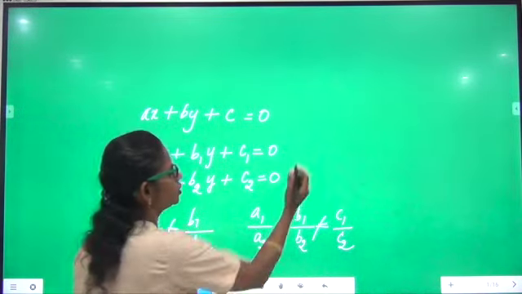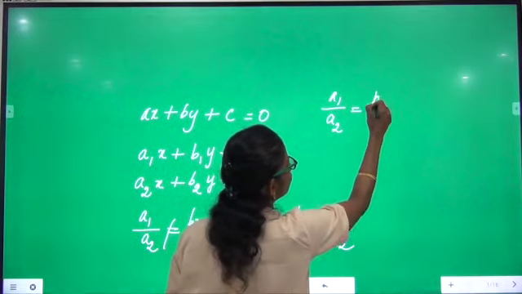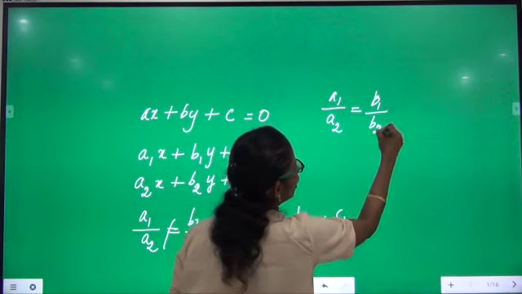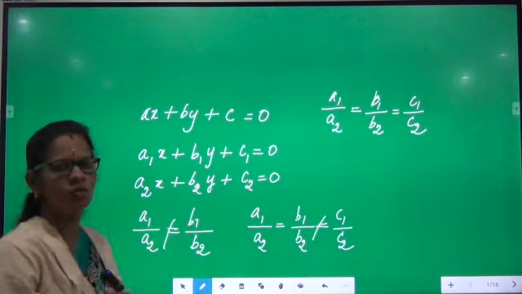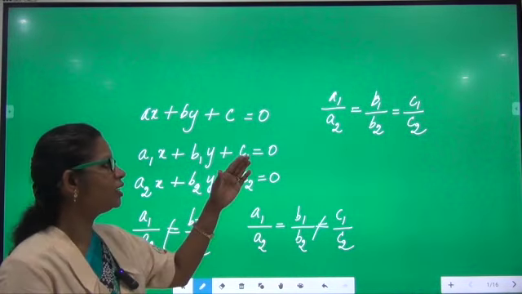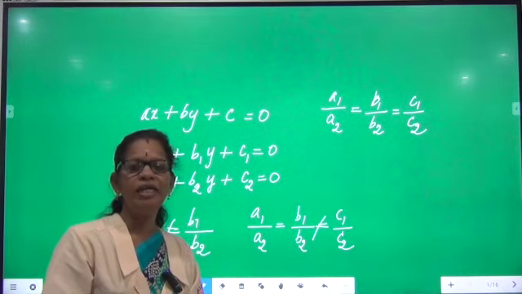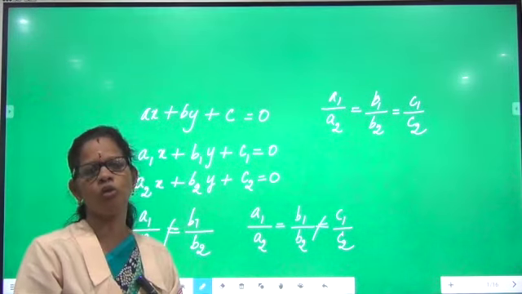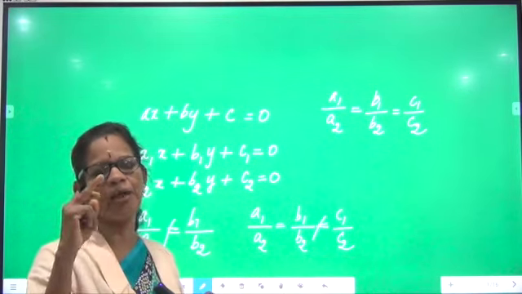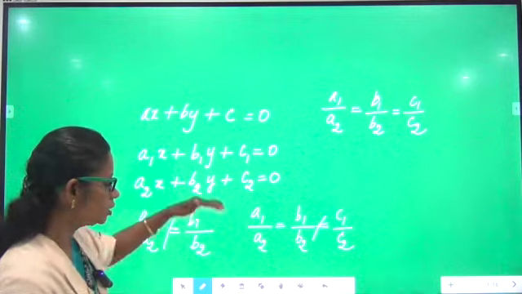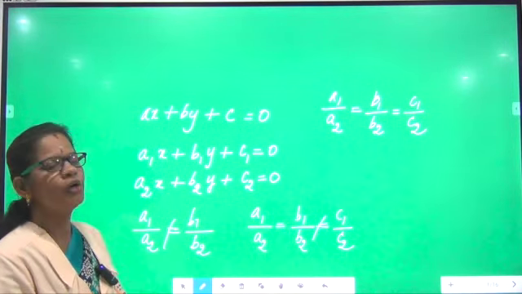Now next, a1 by a2 equal to b1 by b2 equal to c1 by c2. When you see this, what will come to your mind? The lines are coincident. The system is consistent. It has infinitely many solutions. Coincident means all the points are lying on the same line, right? That's all. These are the known concepts.